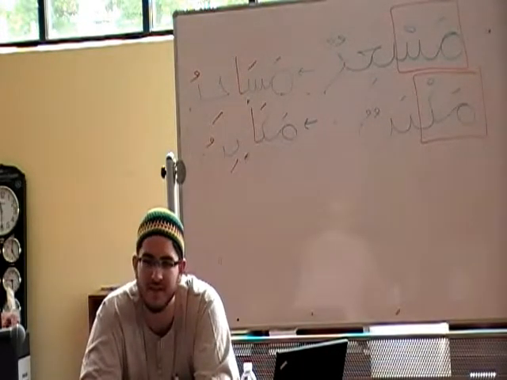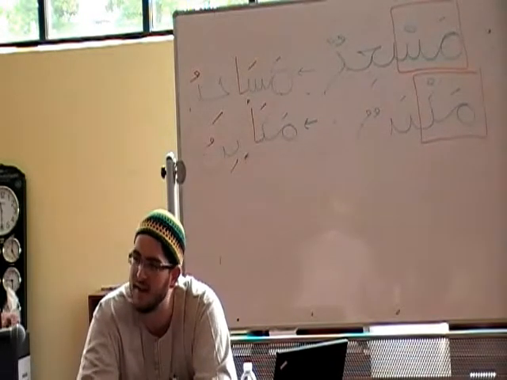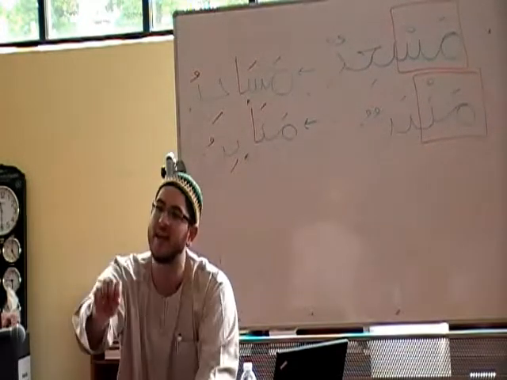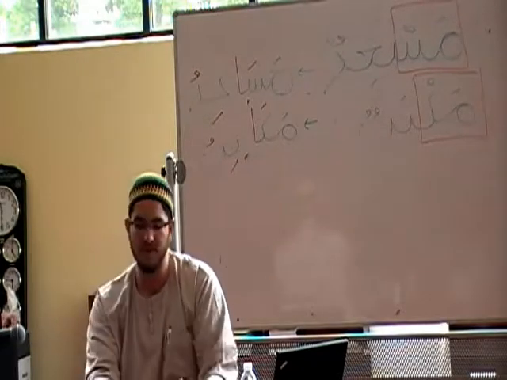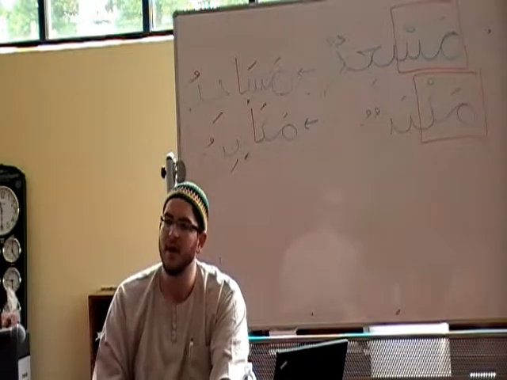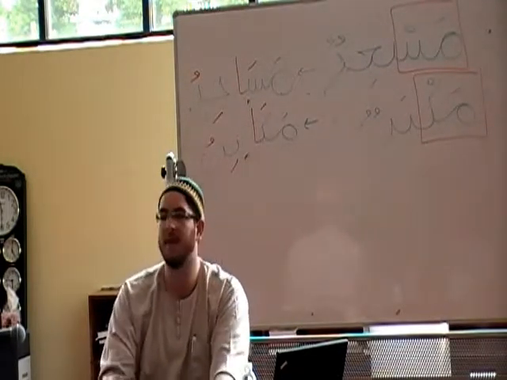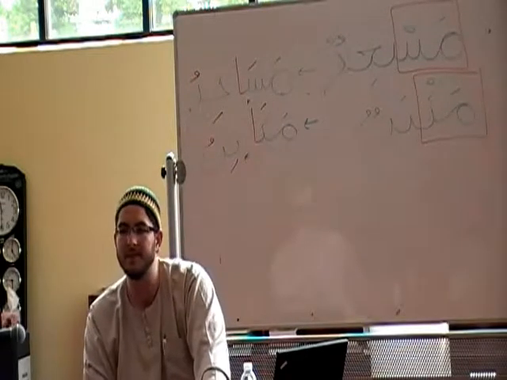Ism. How do we know it's ism? See, now we're going back to what we studied the first week. Alif Lam. Now we know it's ism. We take it out. We write it in a separate sheet. There's space here probably to write it here. Al-asr. It is an ism. Is it definite or indefinite? Definite. Why? Alif Lam.